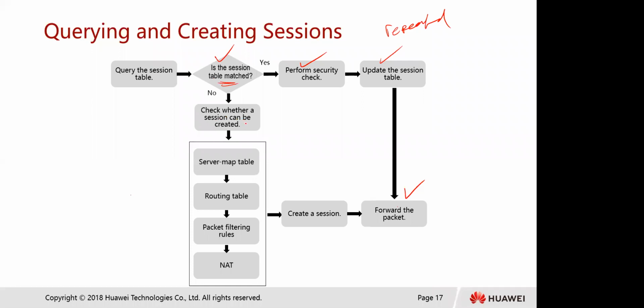And if not, if you check your session table and nothing is in your session table, check whether a session can be created. Yes, a session can be created because we have allowed this traffic to flow from our network. Oh, you have allowed it to flow. So go ahead, create the server map table, create your routing table, get your filtering nodes, perform the network address translation, then create the session and go ahead and forward the packet. Next time you send something from that particular session, it will check that session and see that it is matched, and it will just go ahead and forward the packet accordingly.